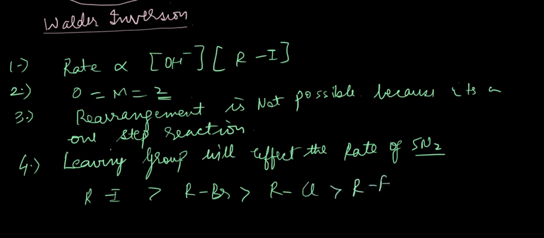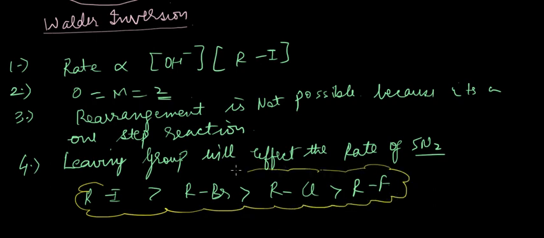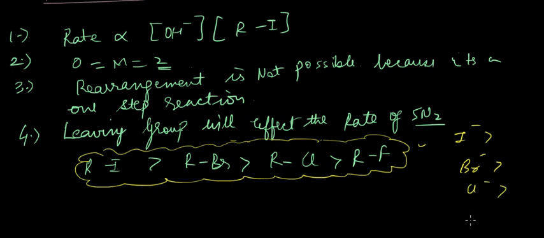Why? I have explained this, I think twice, in previous video lectures: the stability order is I minus greater than Br minus greater than Cl minus greater than F minus. This is because the size of the anions is in decreasing order, and hence a negative charge is more stable on a larger atomic size.